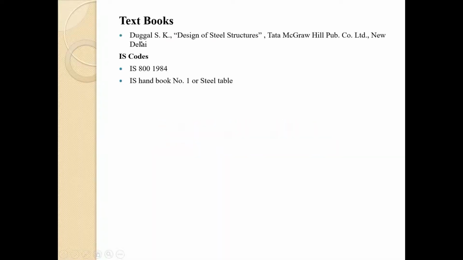Basically for this lecture I have used the Design of Steel Structures by S.K. Duggal. Mostly I prefer that book. Then the IS code, that is IS 800 you have seen, and the steel table. These two things are allowed in the exam for you also. So where the things are and how to use those things is important. So keep practicing. Thank you.